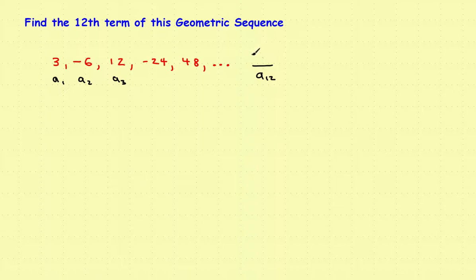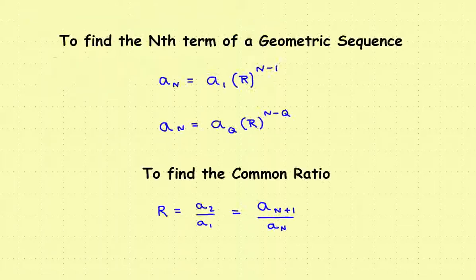Now to find that, you're going to have to go back to the rules, and let's take a look at these. So what the rules say is this: if I know the first term, and I'm looking for the 12th term, if I can find the common ratio, then I can use this formula to find the 12th term. So the first step is going to be to find the common ratio.